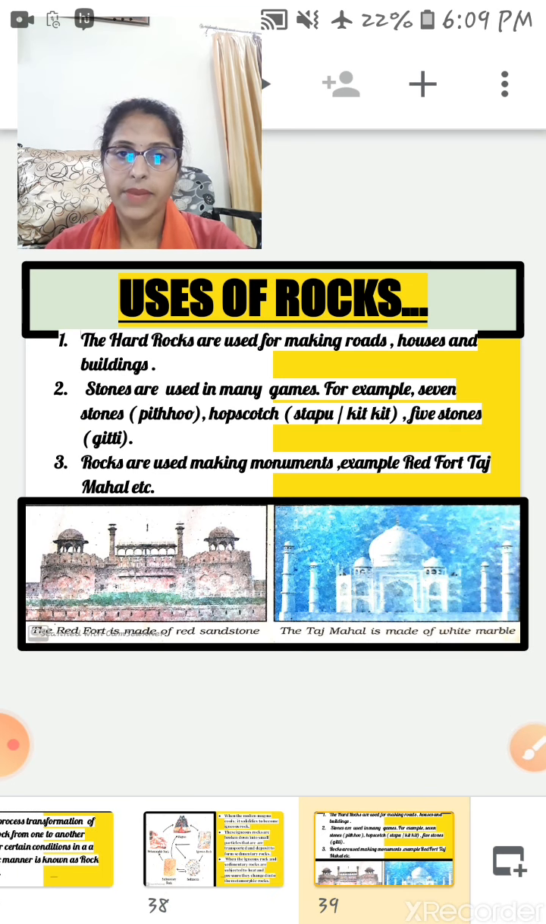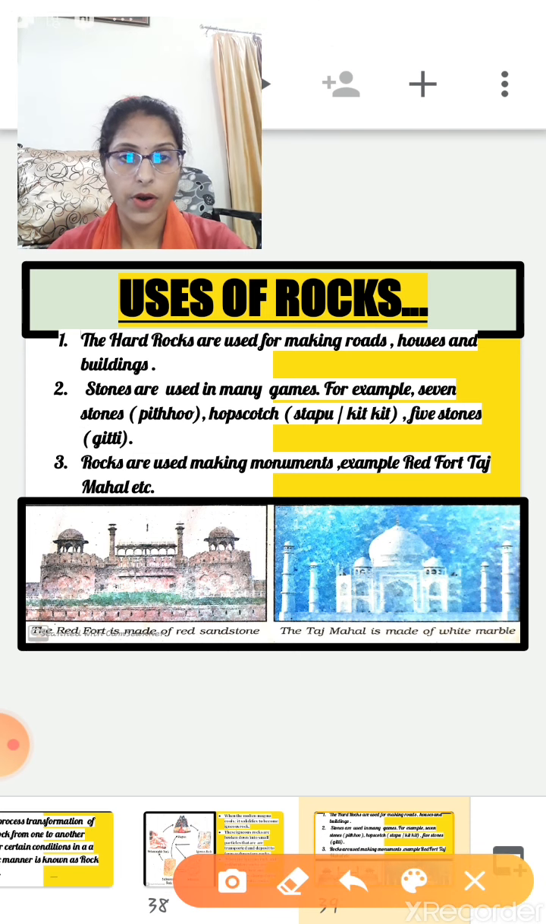Now the uses of rocks. Basically there are many. First, hard rocks are used for making roads, houses, buildings and so on. Stones are also used in many games, for example seven stone pittu. I think you all have played hopscotch, stapu, and five stones gitti.